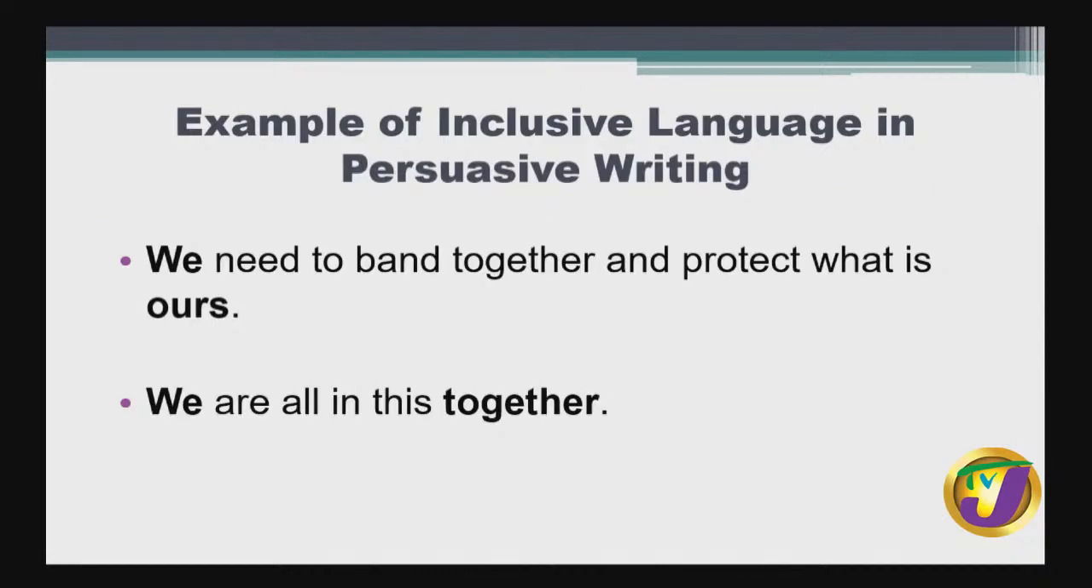So let's look at some examples of how you do this. You could say, we need to band together and protect what is ours. So again, those important pronouns, we and ours. So you have made them feel that whatever it is that is important to you is also important to them.